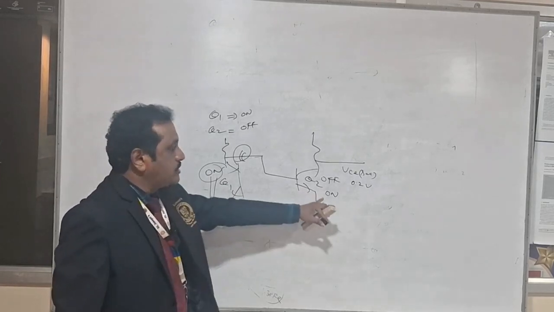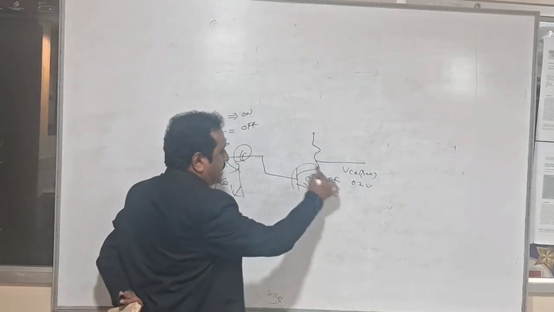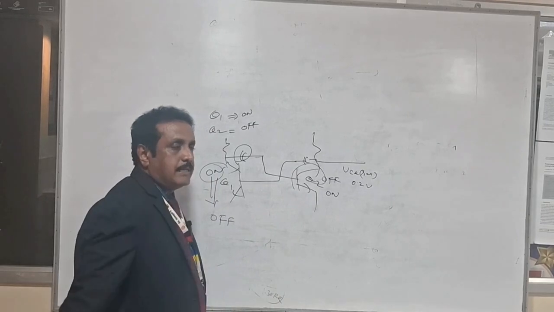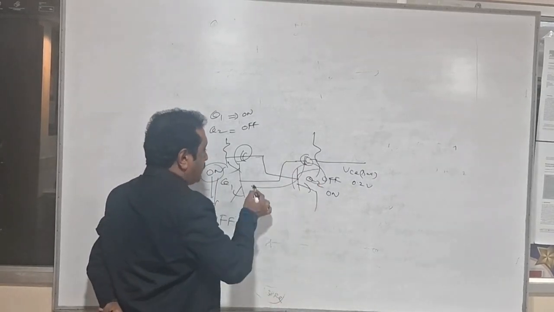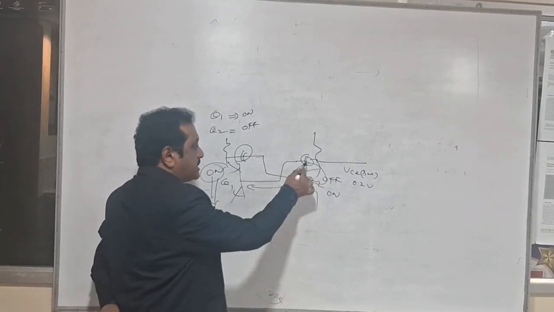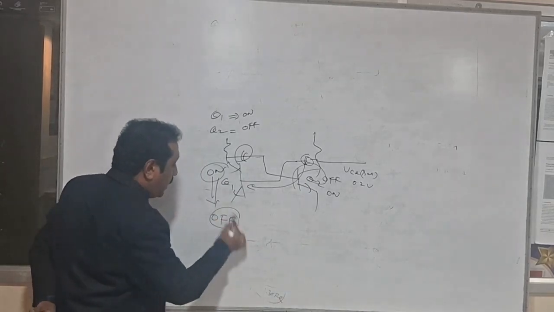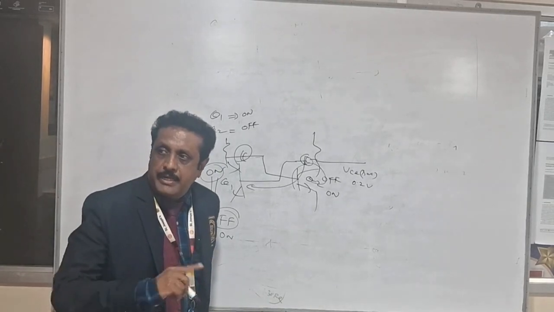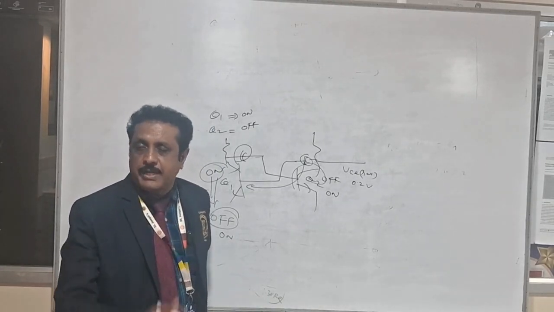So now Q2 is on and starts conducting. The capacitor associated with this Q2 starts charging. That voltage will be given to the base of Q1. Once it reaches 0.7, that makes Q1 on again. So alternately, Q1 and Q2 on and off will produce a continuous square waveform.